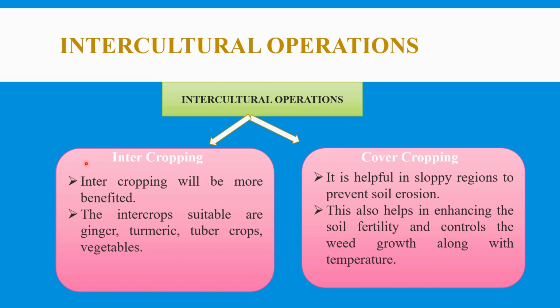If we keep the intercropping, crops like ginger, turmeric, tuber crops and vegetables are very suitable for intercropping of the rubber. And coming to the cover cropping, it is very helpful for sloping regions where it can prevent soil erosion. The cover cropping also helps in enhancing fertility, controls the growth of weeds, and helps with temperature maintenance. These are the two intercultural operations which benefit the yield of the rubber plantation in the field.